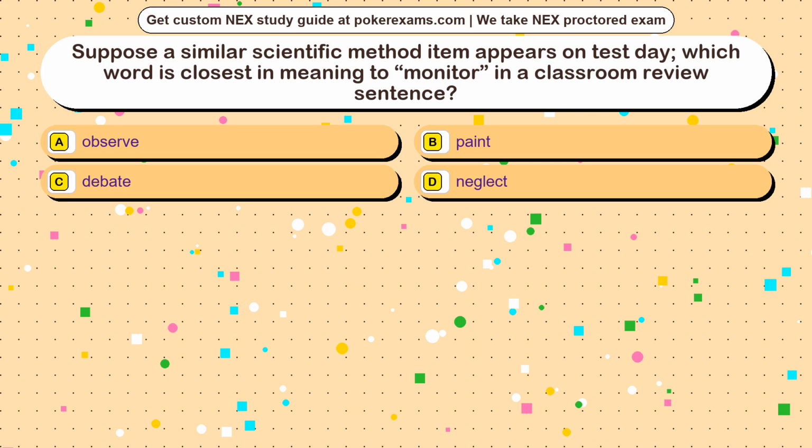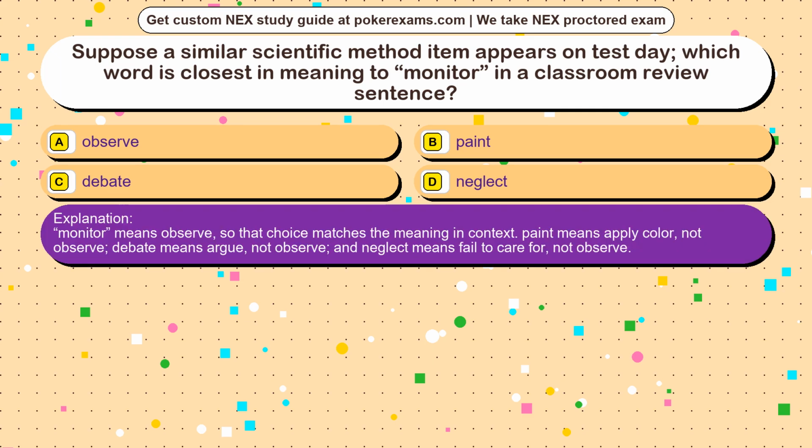The correct answer is option A. Monitor means observe, so that choice matches the meaning in context. Paint means apply color, not observe. Debate means argue, not observe. And neglect means fail to care for, not observe.